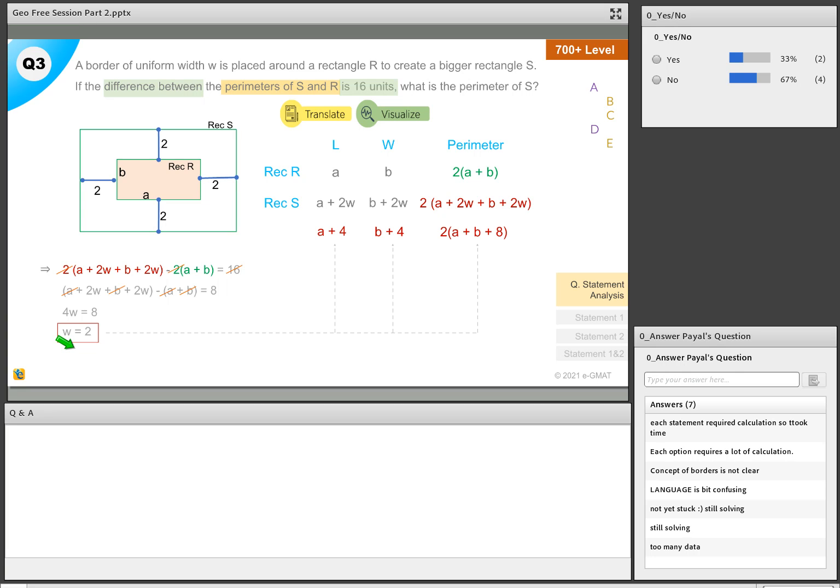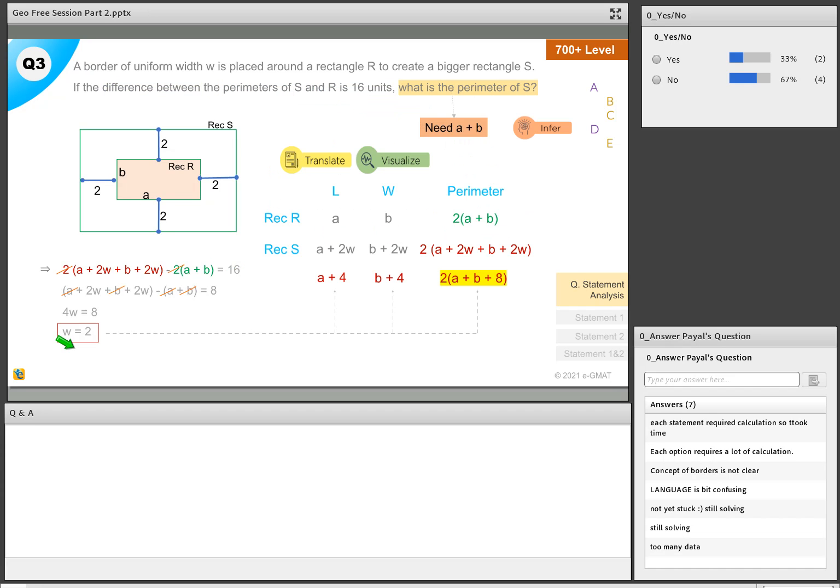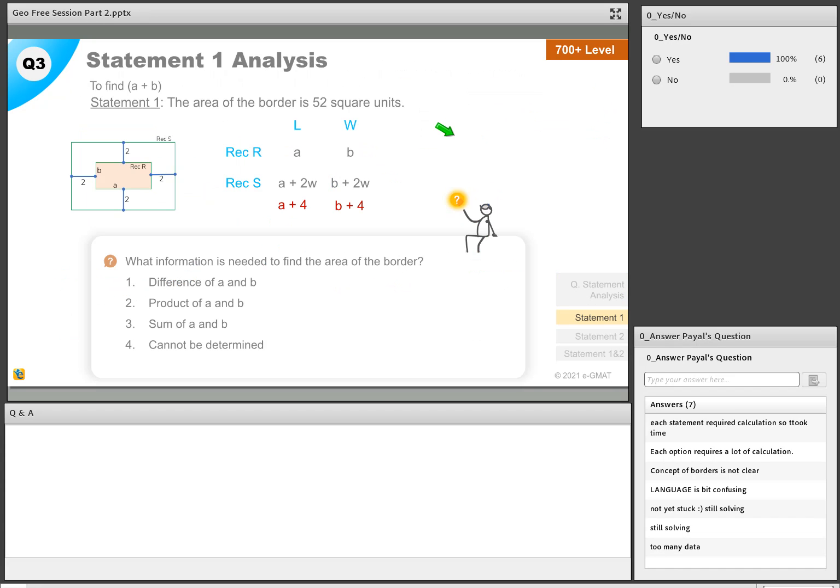Okay, now you put that information back into the table, and you say, okay, eliminate the variables that you've already calculated. So you've already figured out the value of W, get rid of that, and now you have your perimeter in terms of A, B only. Okay, which means that is what you need to figure out. You need to draw that inference that what you need is the sum of A and B. How many of you were able to draw that inference? That what you need is the sum of A and B to calculate the perimeter of S. Good. Okay. So now you look at each statement.